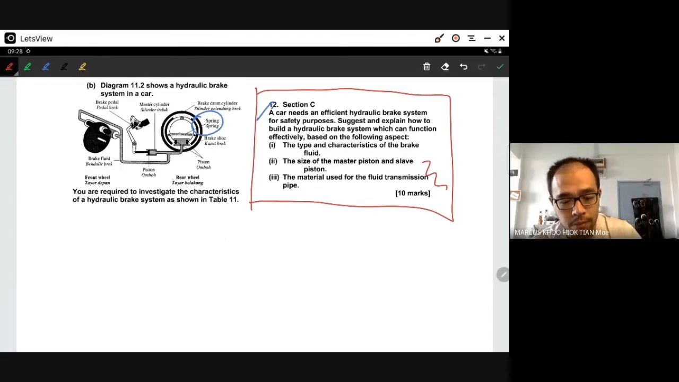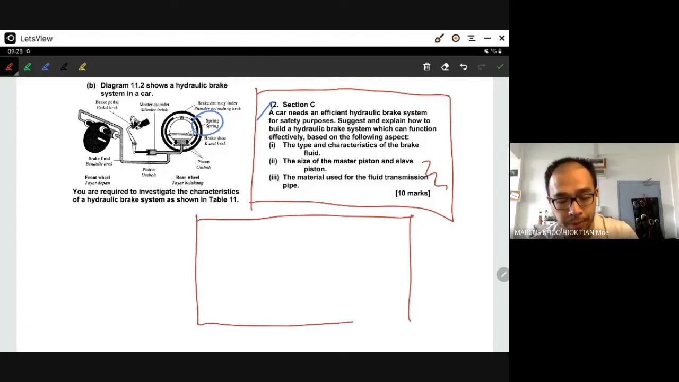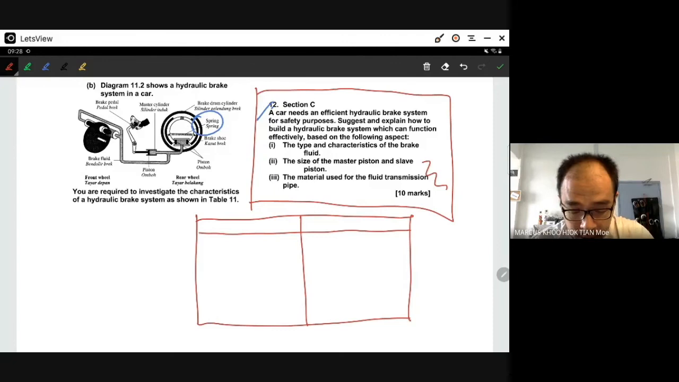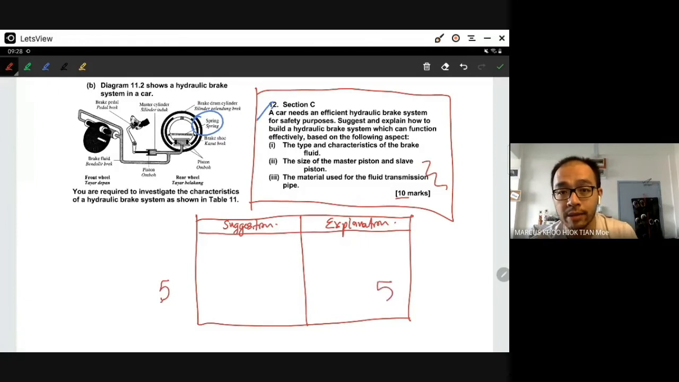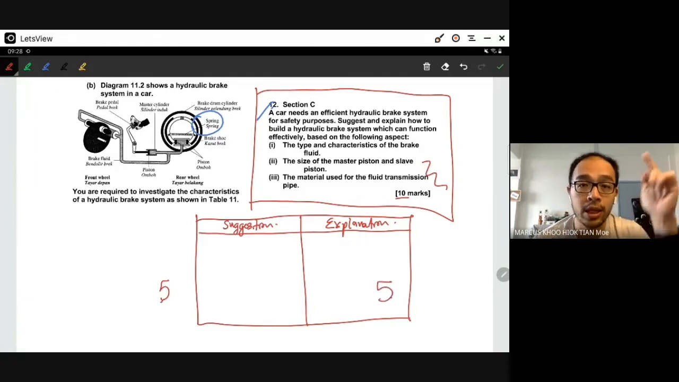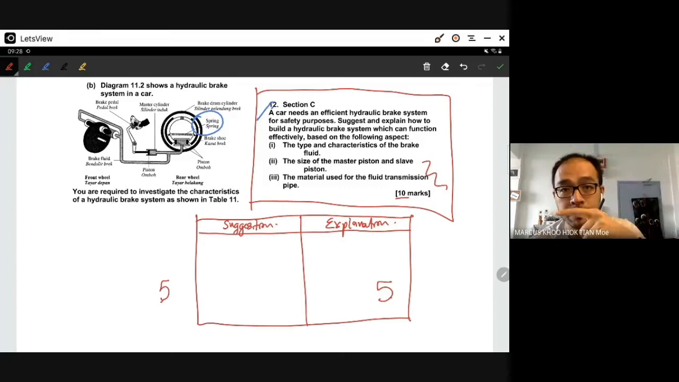So this one, please answer in table format, just like our normal section C. Table format only got two columns. The left side will be suggestion, and the right side will be explanation. Since there are 10 marks, you need to give at least 5 suggestions and 5 explanations. That means each suggestion has 1 explanation.